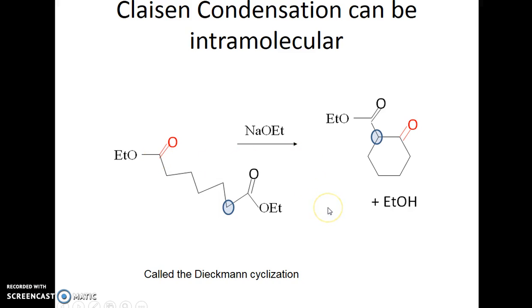Remember, anytime you can form a 5 or a 6-membered ring, it will. So this carbon is right here. Notice this carbonyl right here. When we have a Claisen condensation that occurs to make a ring like this, an intramolecular condensation, we call it the Dieckmann cyclization.